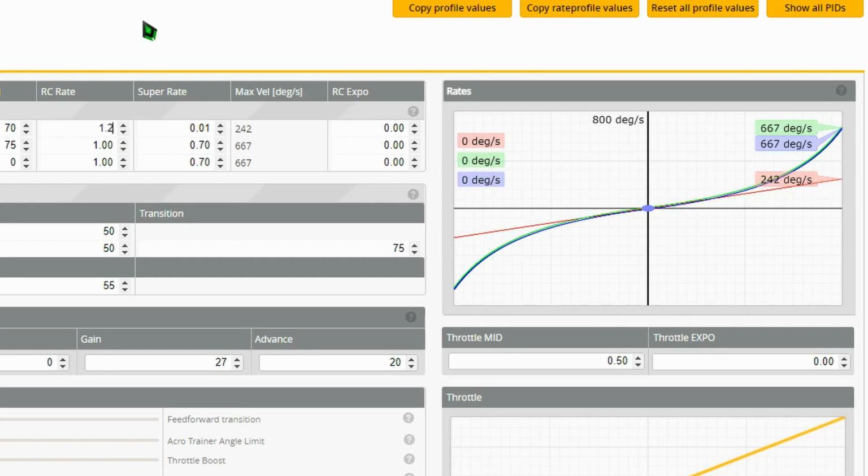1.25. And you can see how the slope of the line changed. And let's change it to 1.5.